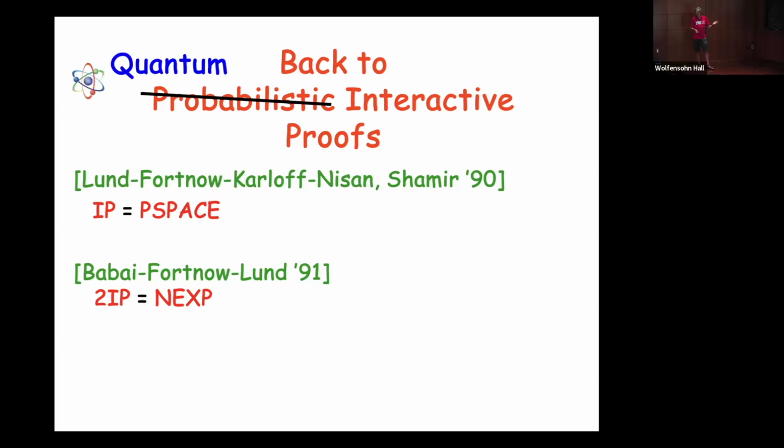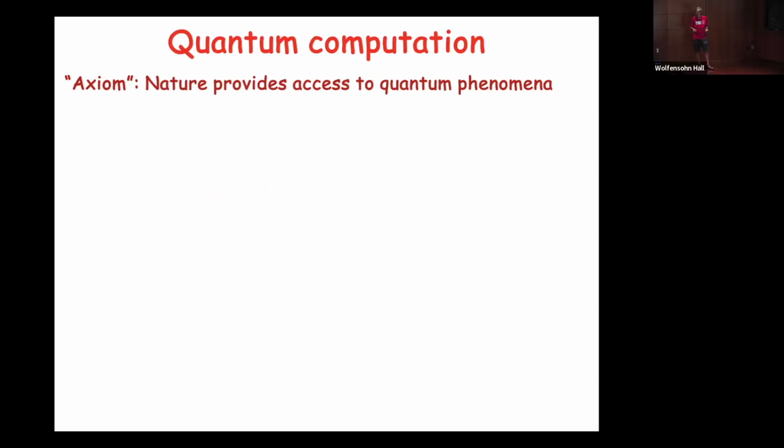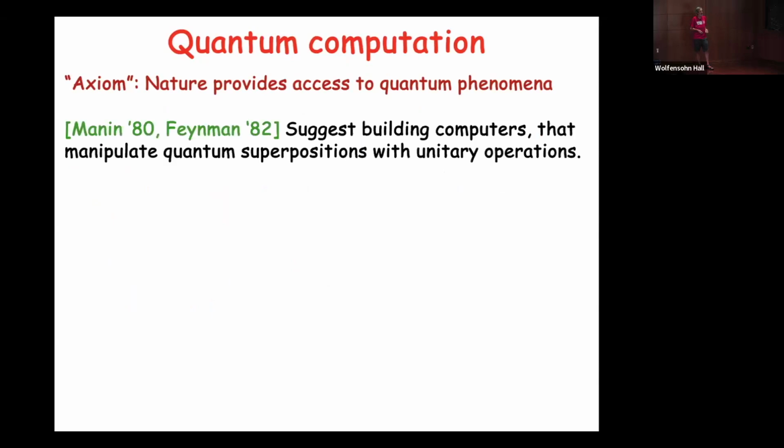One, like I did with the randomized algorithms, I'll tell you one slide about quantum algorithms. I'm sure many people know about this, but here's the slide. As before, nature seems to provide us with quantum phenomena, and why not use it in algorithms? This was the suggestion of Manin and Feynman in the early 80s, suggesting that we build computers with the rules of quantum mechanics. We have it, right?